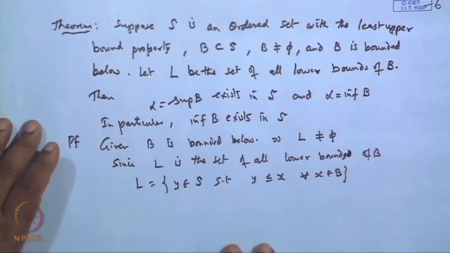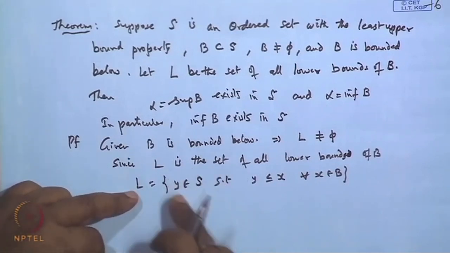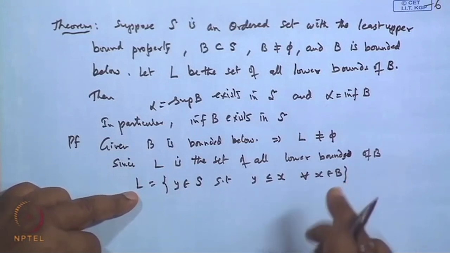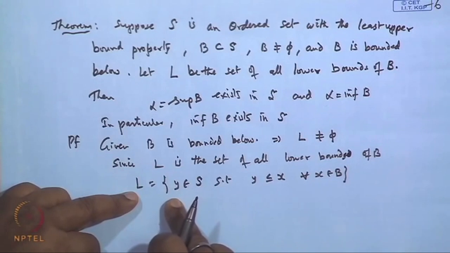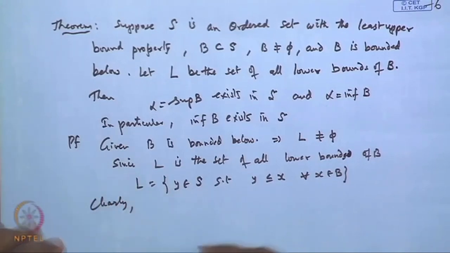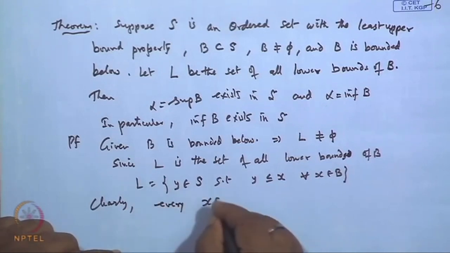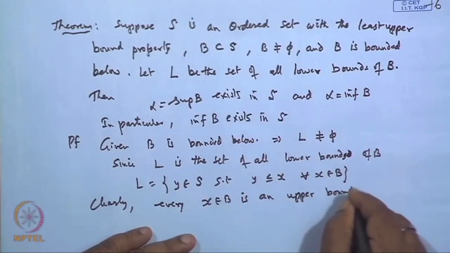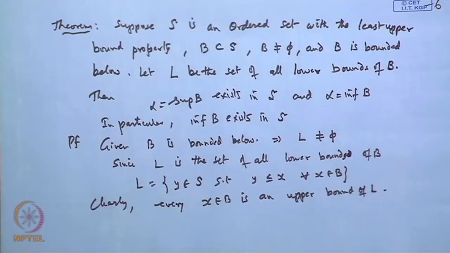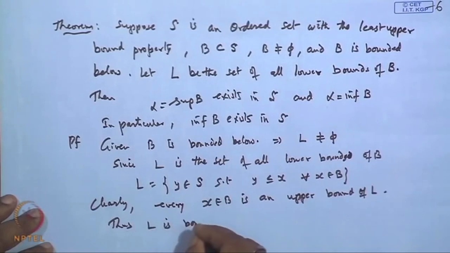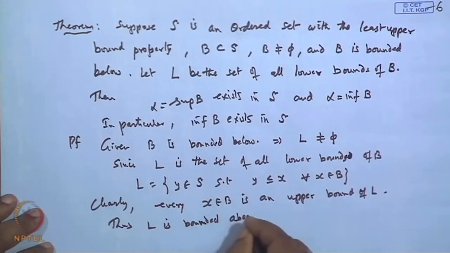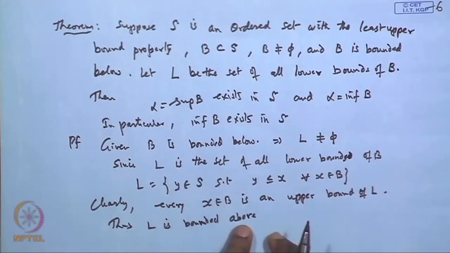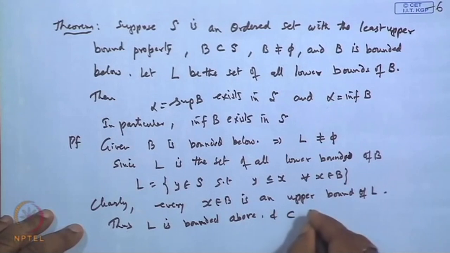Now, if we look at L, L is the collection of those points which are less than or equal to x for every x. It means every point of B behaves as an upper bound for L. So, clearly every x in B is an upper bound of L. So, it means L is bounded above. So, L is a non-empty set which is bounded above, and it is a subset of S. L is a subset of S.